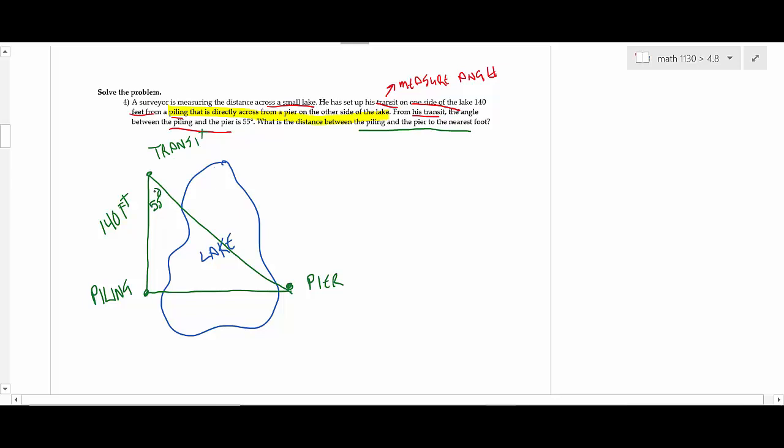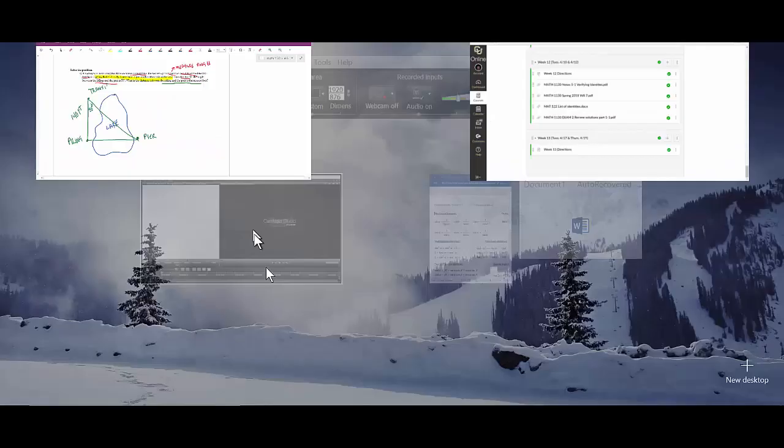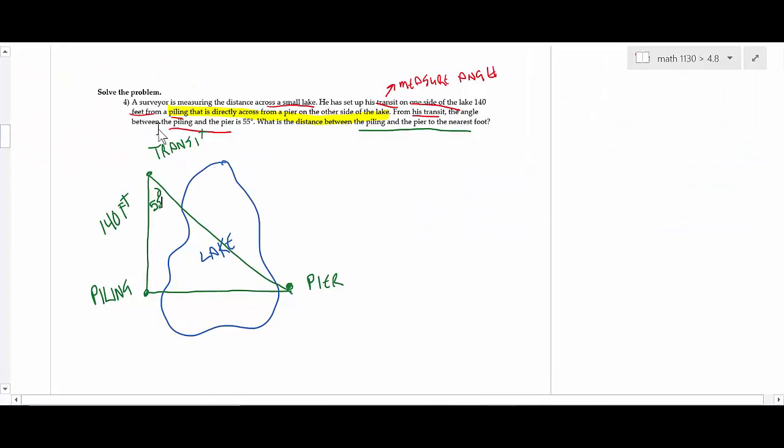The way that's worded is kind of weird to me, but what it's saying is he set up his transit and the piling on the same side of the lake, measured that off, and then we're going to use this to find that distance from there to there. And a transit's just an angle measuring device. You look through, and it'll measure angles for you. So what we're trying to do is find this side right here. Why does it keep doing that? Oh, I got my pen upside down. That would explain that. All right, so that would be side X like that.